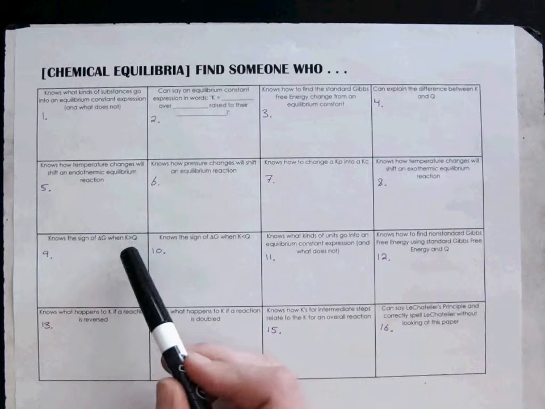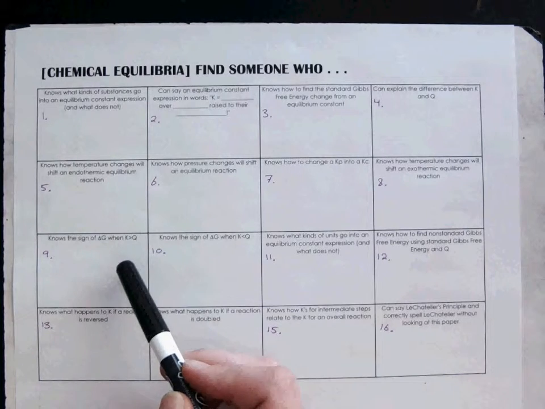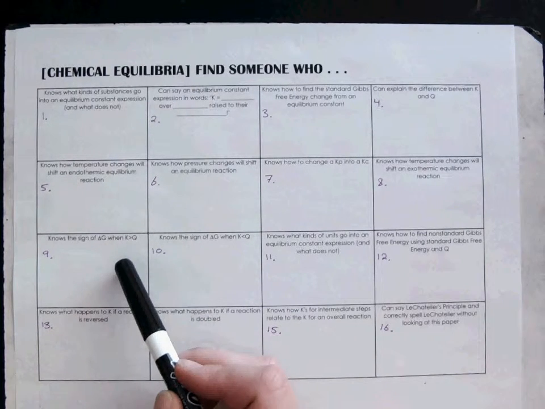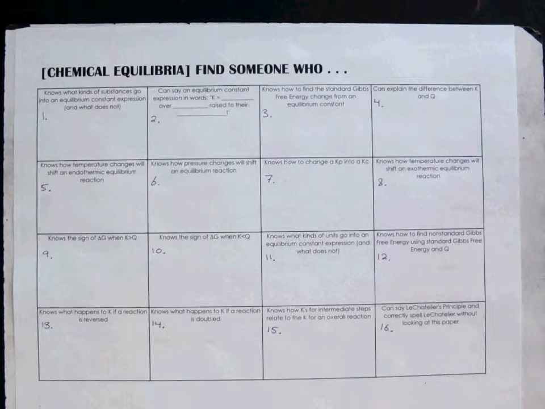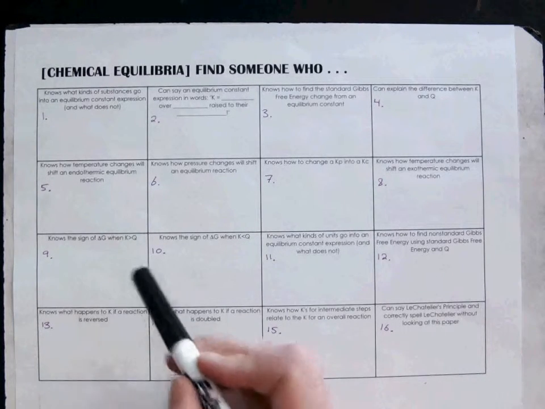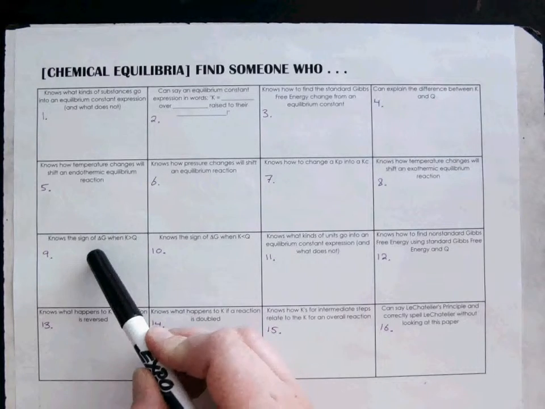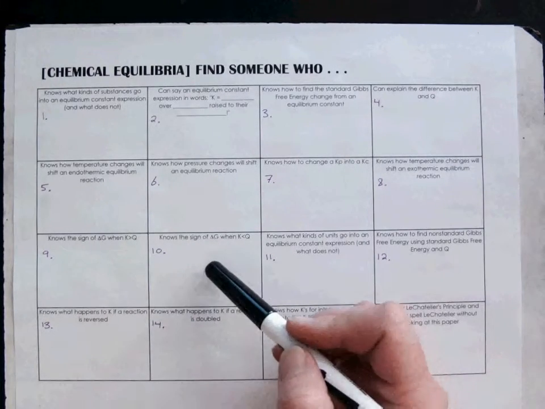Number 9 says, who knows the sign of delta G when K is greater than Q? So I think of this as Q is less than K, so I don't have enough products. If I don't have enough products, it wants to shift to the right. Shifting to the right means the forward reaction is spontaneous. If the forward reaction is spontaneous, delta G would be negative.